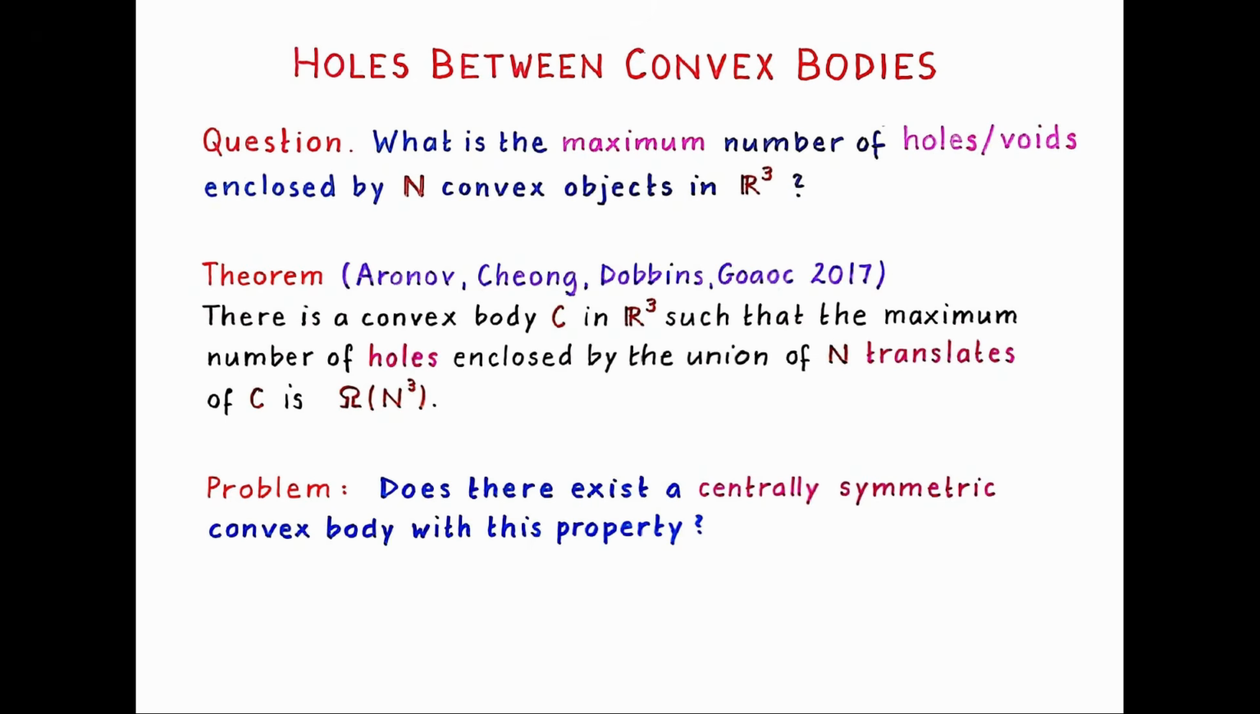kind of asymmetric. So the new conjecture would be, my conjecture, but I don't take, of course, responsibility for it, but it also appears in this quadruple paper, is that such a construction is impossible for centrally symmetric convex bodies. So if you have n translates of a centrally symmetric convex body, then they cannot surround more than roughly a quadratic number of holes.